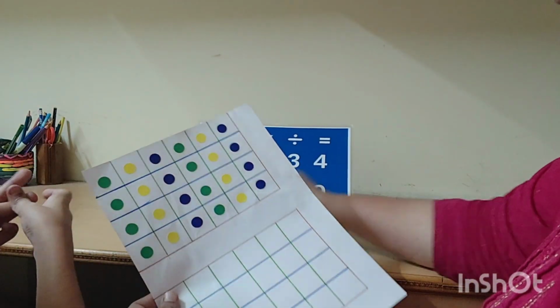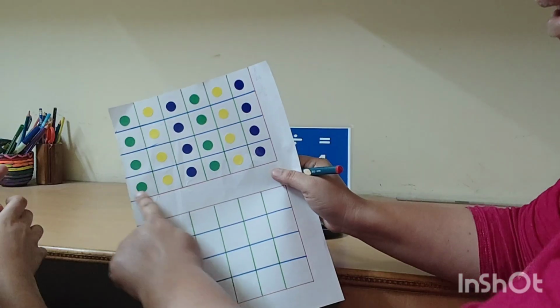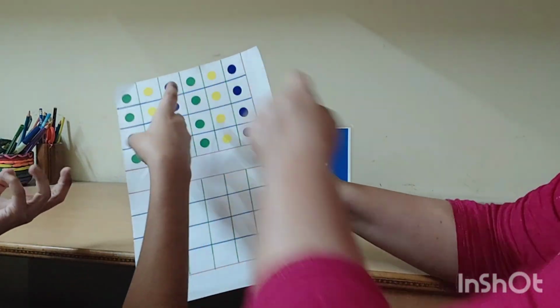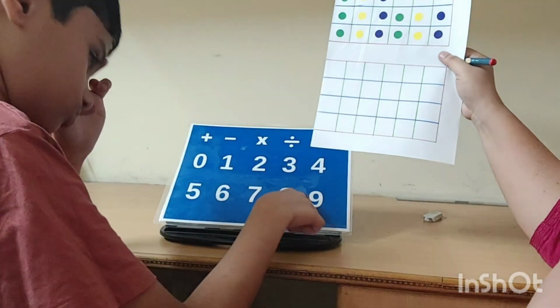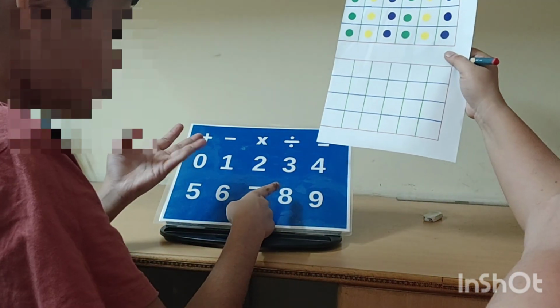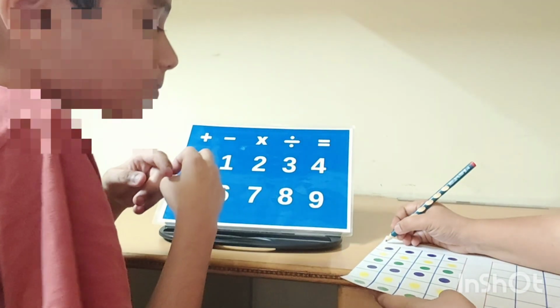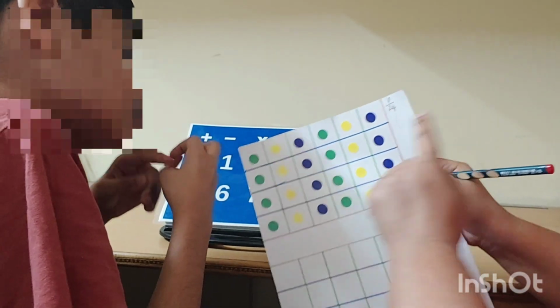Now Sriram, look at all the green dots. Just look at your dots. How many dots do you see here? Out of 24, how many green dots do you see? Yeah, go ahead. 8, yeah. So we can write it as 8 by 24. 8 by 24 is how much each of us will eat.